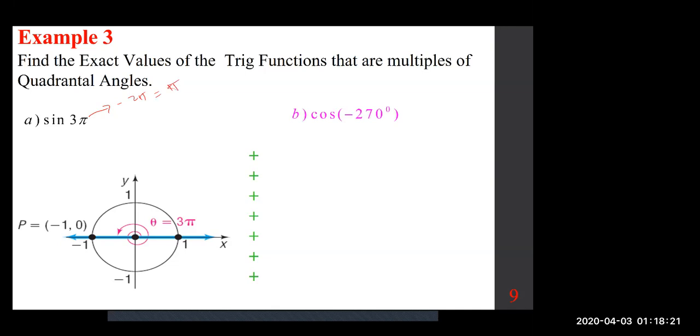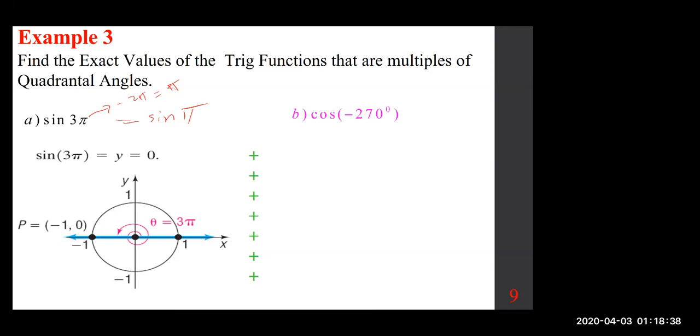Then this becomes the same as sine of pi. Kind of look at that, I guess it's fairly straightforward. You would remember that, because looking at sine, that means the y coordinate, and therefore it is 0.